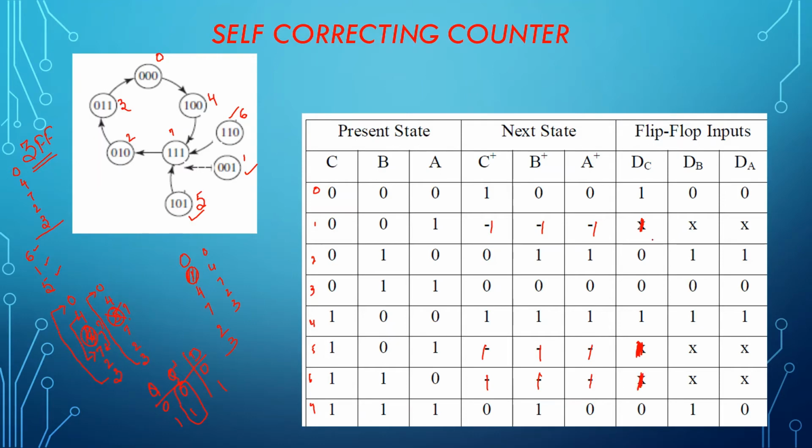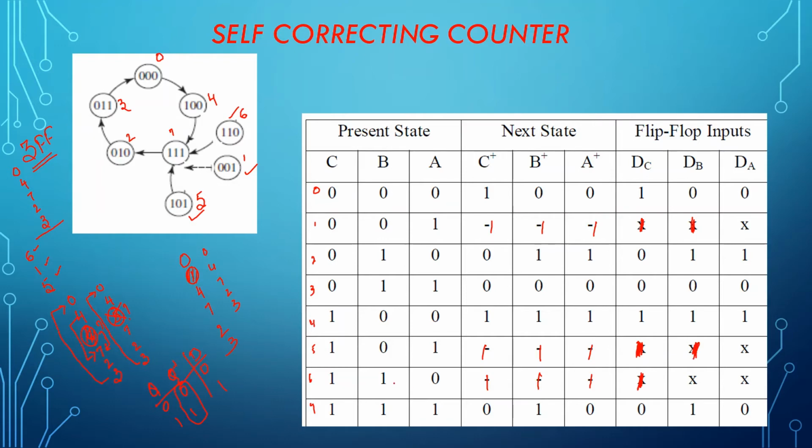So this table has been changed up here, right? Go to table B. Present state is 0, next state is 0. Give the input as 0. Present state is 0, next state is 1. Give the input as 1. Present state is 1, next state is 1. Give the input as 1. Present state is 0, next state is 1. Give the input as 1 here.